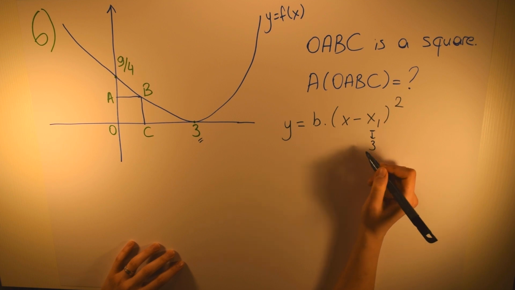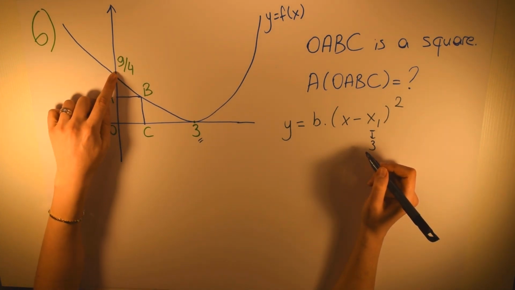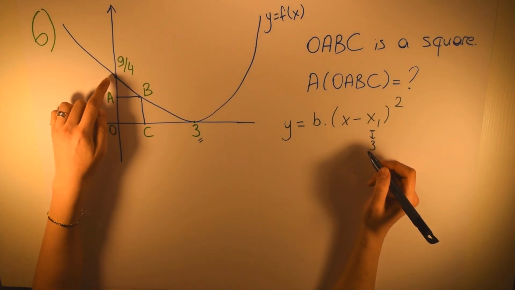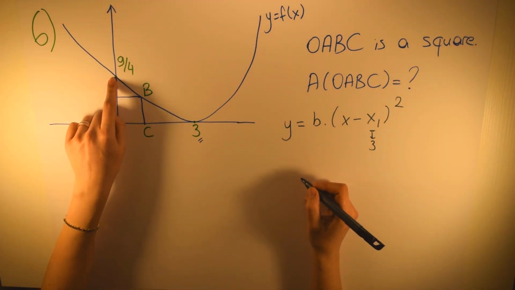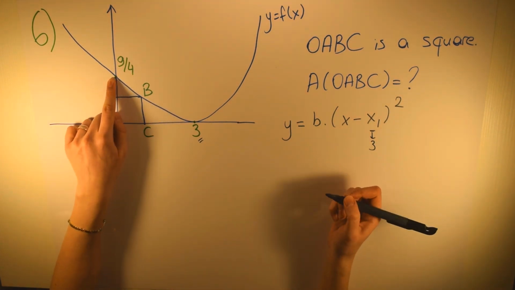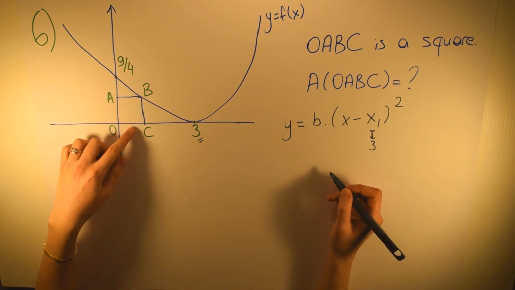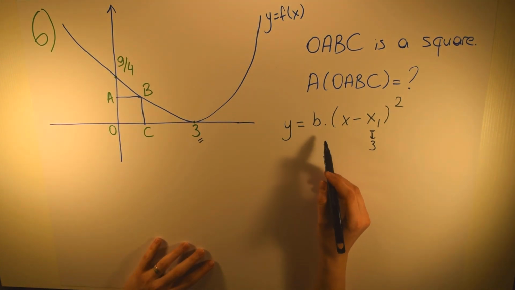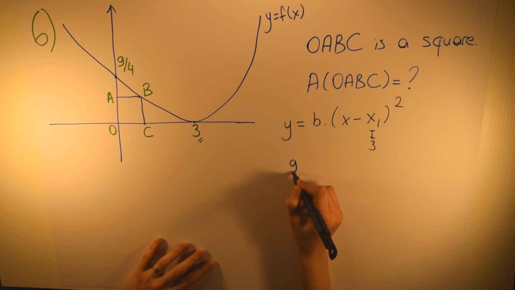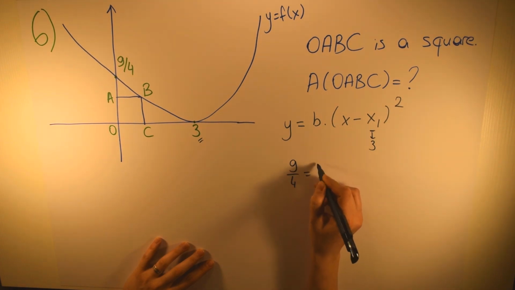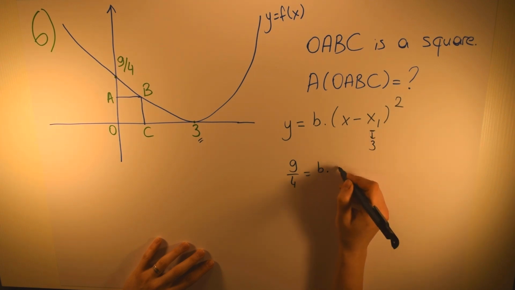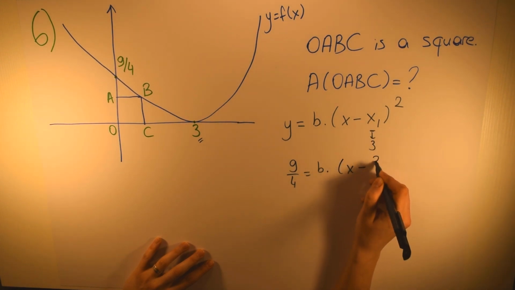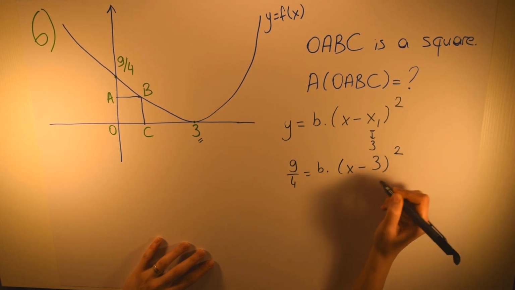So here, as you can see, this point is also given, which means when x is equal to 0, y is equal to 9 over 4, right? So let's use this information to find the value of b. So 9 over 4 is equal to b times (x minus x1), so x minus x1 is (x minus 3) squared, right?